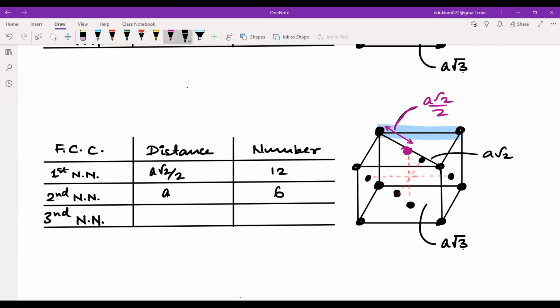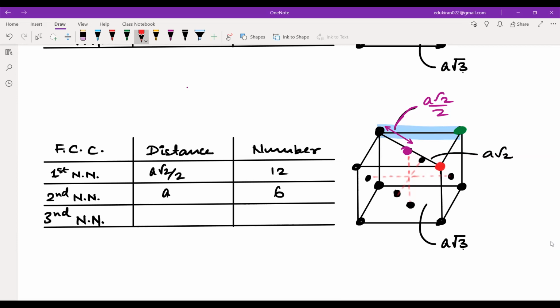Okay, look here. Look at this atom here. This is your second nearest neighbor. Now tell me, you may feel like taking this as the third nearest neighbor. You will be willing to do that, but can you just see the distance between the green atom and the red atom? What is the distance between the green atom and the red atom? Tell me. A. A, right? It is A.